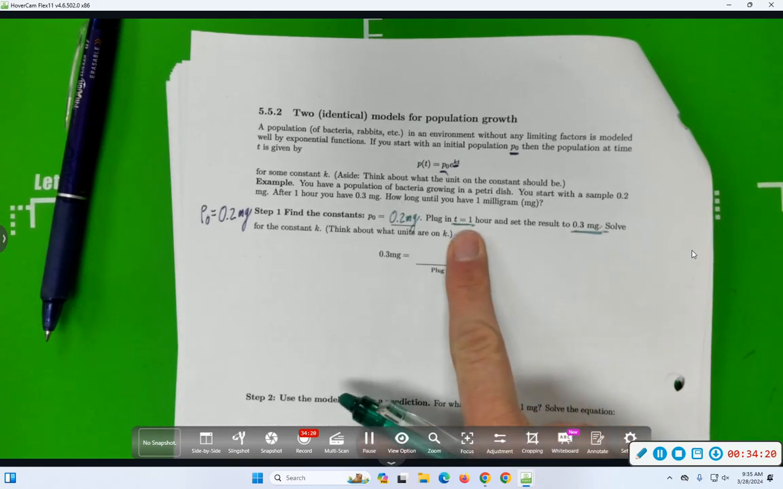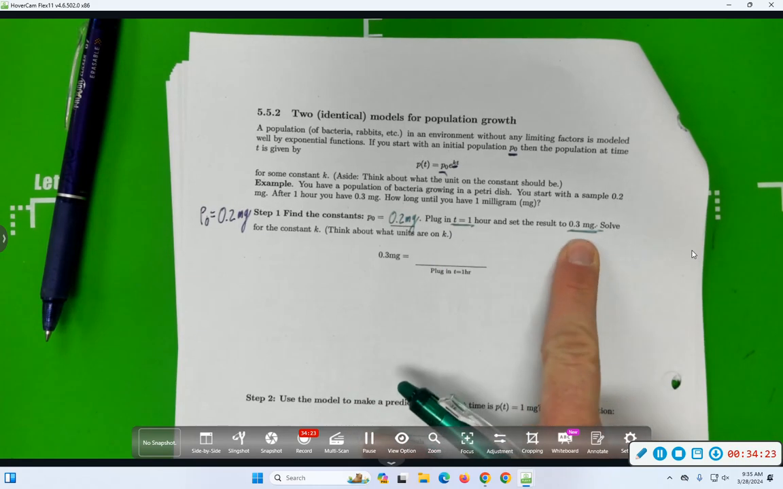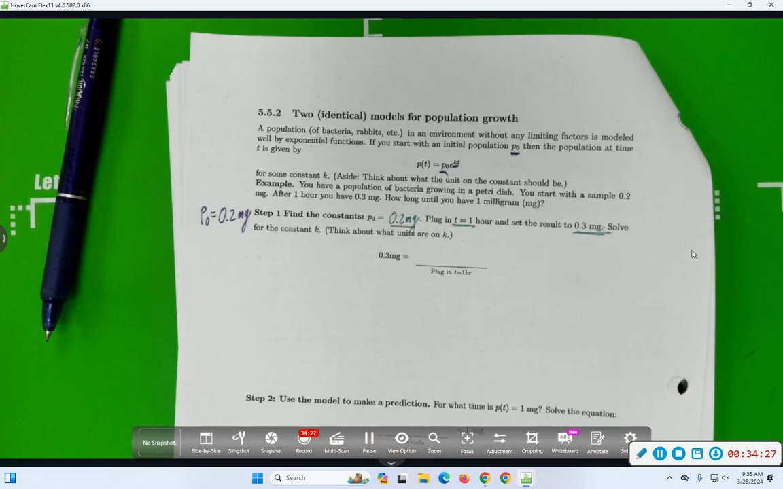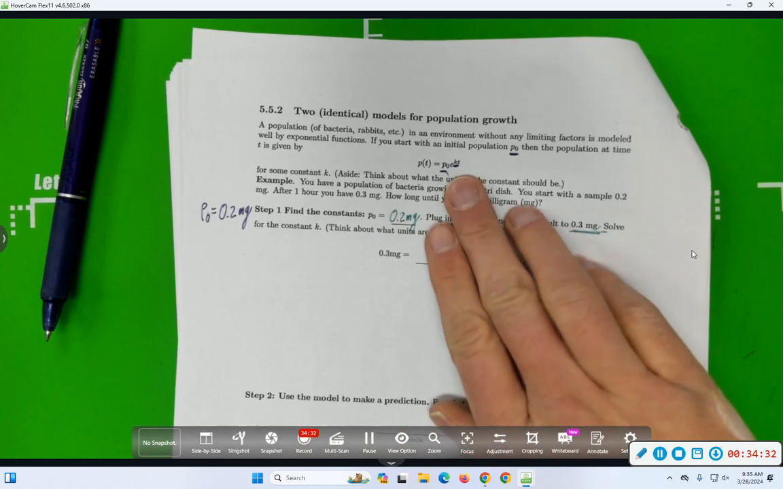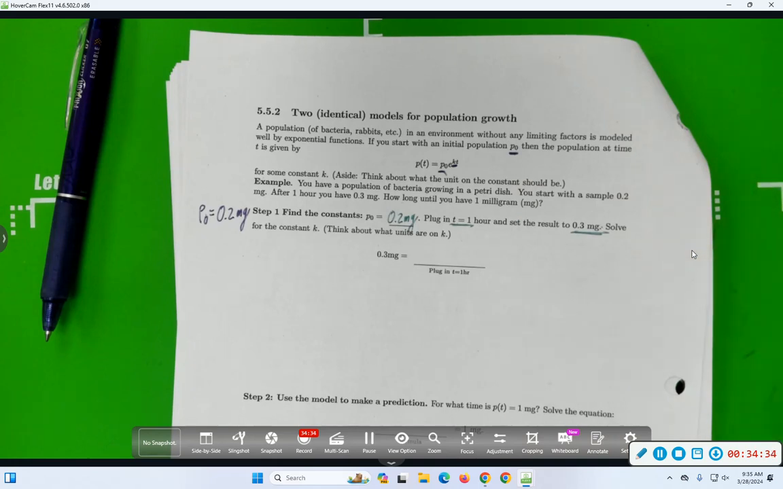So if you wait 1 hour, you measure the quantity again, you get 0.3 milligrams. So here's what I'm going to use this information to do. Is there anything in the problem given so far that just tells you what the constant k is? There isn't anything that tells you directly. We need to figure out that constant k before we can do anything with this model to make a prediction. So let's try to find that constant k.